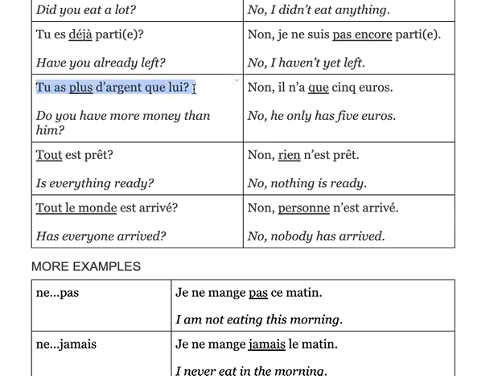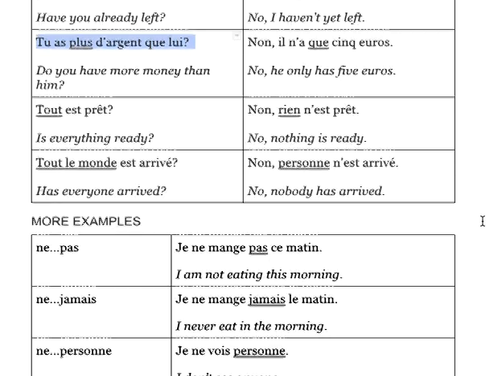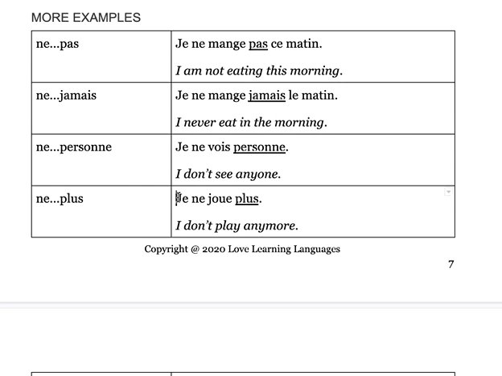Did you hear me say, tu as plus d'argent que lui? I pronounced the S in there. That's because plus, one of the reasons I should say, is because plus in this case is not being used as a negative expression. However, down here, je ne joue plus, I don't pronounce the S because it's part of a negative expression.